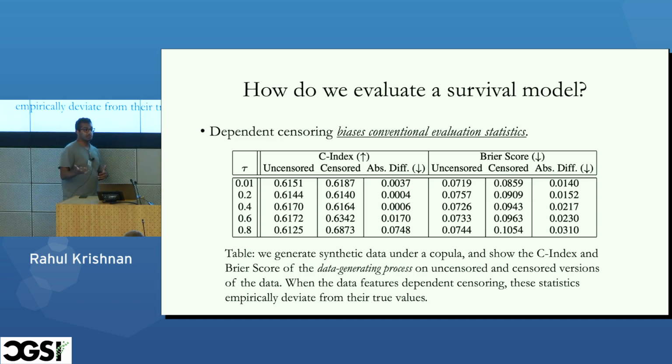We took a data generating process and we created synthetic data where we changed, and this is along the rows, tau, which represents the intensity of the dependence between event and censorship time.